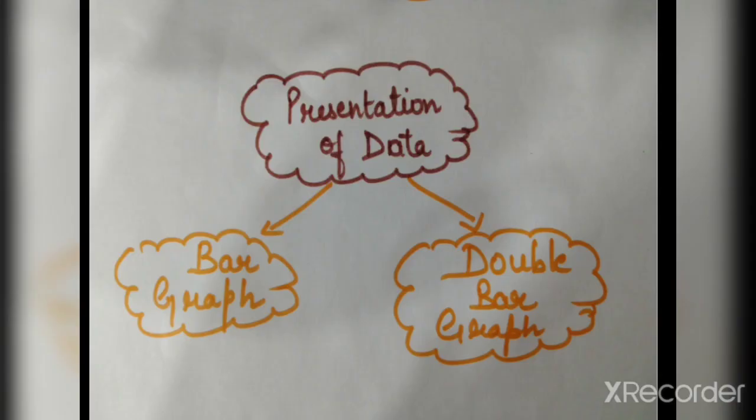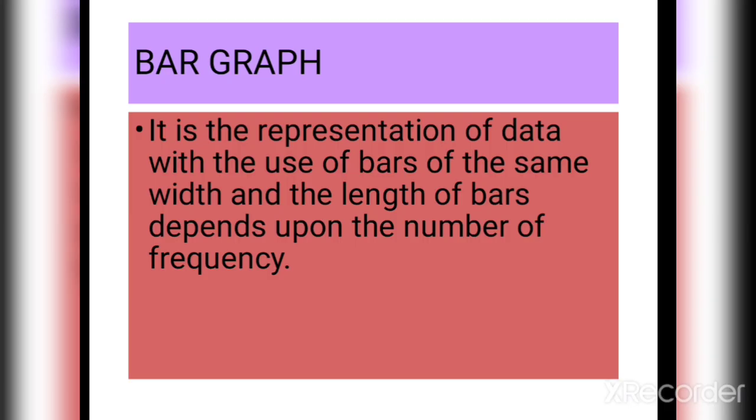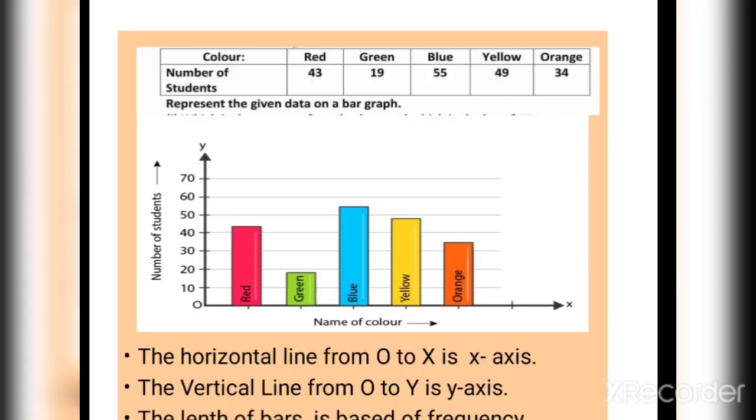This is the mind mapping. The presentation of data: we can have two methods, bar graph and double bar graph. Bar graph is a representation of data with the use of bars of the same width, and the length of the bar depends upon the frequency.